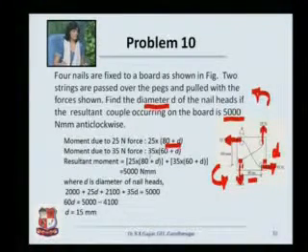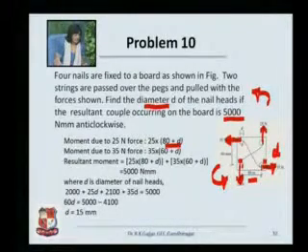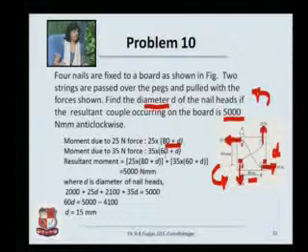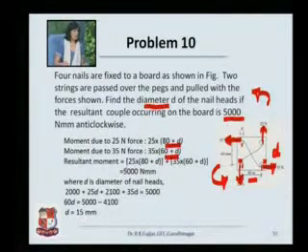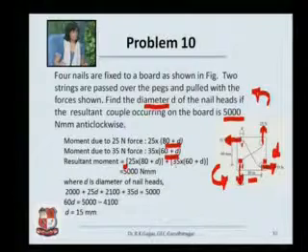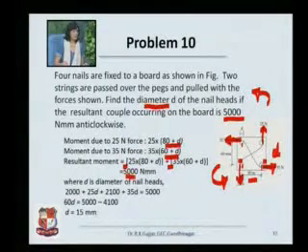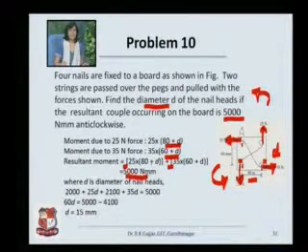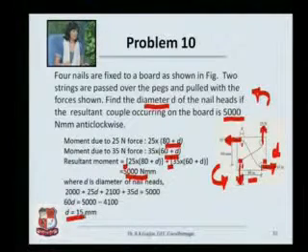Similarly, what is the moment caused by the 35 Newton force? 35 into 60, once again to the center of the nail, so 60 plus D by 2 plus D by 2, that means 60 plus D. Because both of them are in the anti-clockwise direction, each will have a positive sign, and you already know that the moment has to be 5000 Newton mm anti-clockwise. The only unknown in this problem is now D. Therefore, just simply add all the values: 2000 plus 25D plus 2500 plus 35D equals 5000. You will get the diameter of the nail.